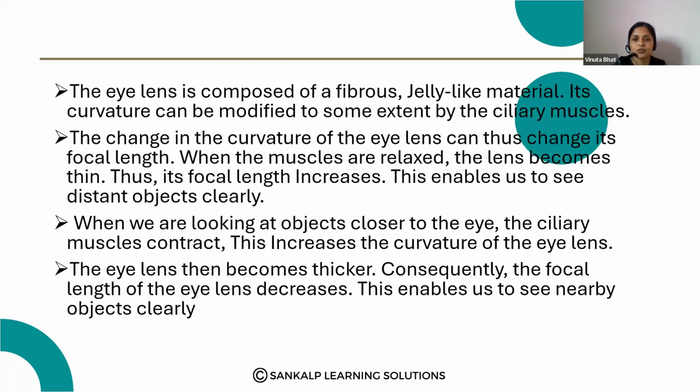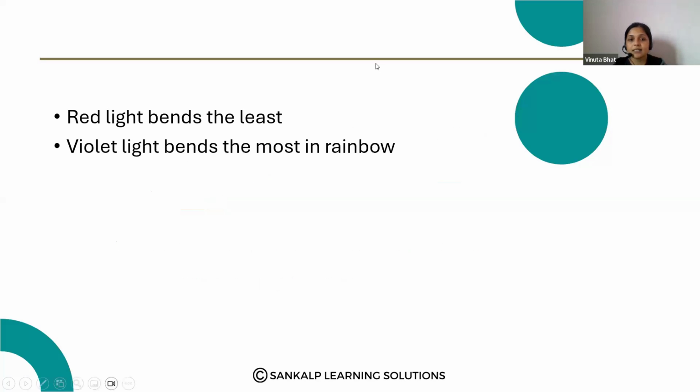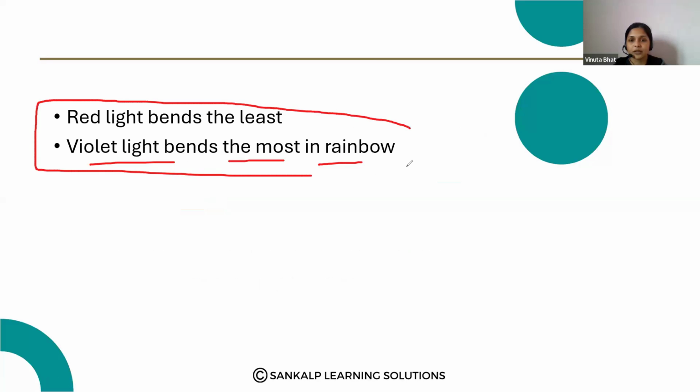Here one more question is added: mention the color of light that bends the most and the color that bends the least. Here we can say red light bends the least and violet light bends the most in the rainbow. So this is very important.